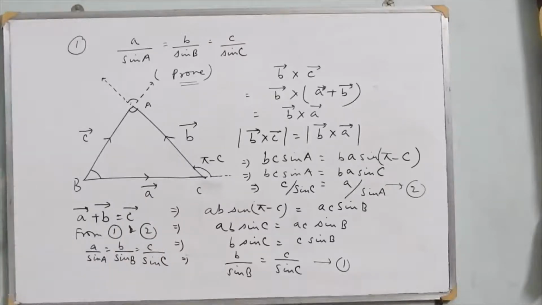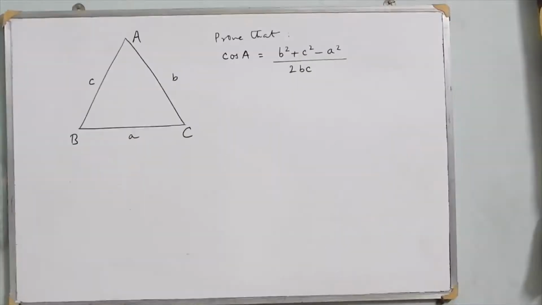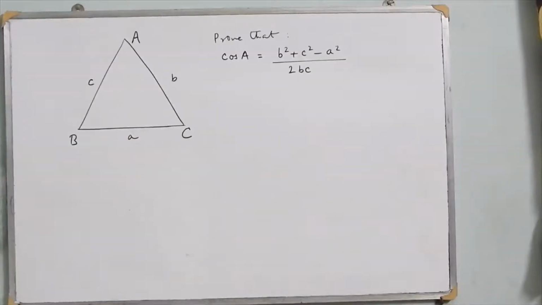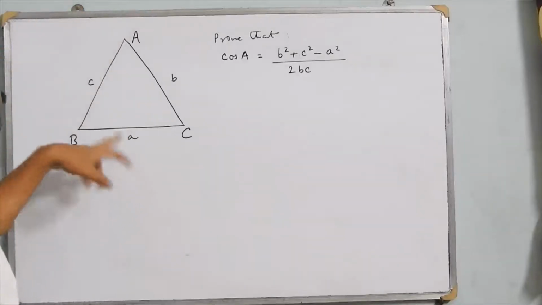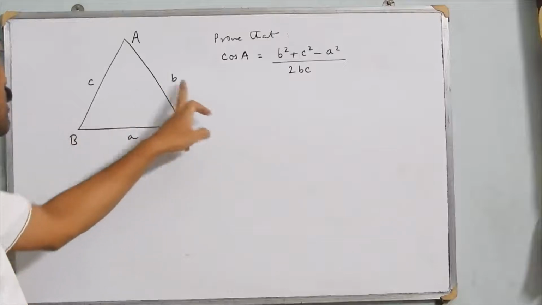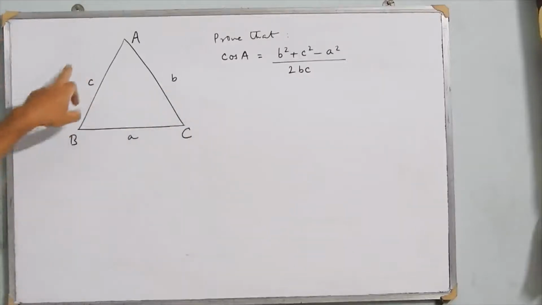So we'll come across several problems. Suppose a triangle ABC is provided and you have to prove cos A is equal to B square plus C square minus A square by twice of BC. Now if you see this triangle, opposite to vertex A, the side is A. Similarly, opposite to vertex B, it is small b, opposite to vertex C, it is small c.